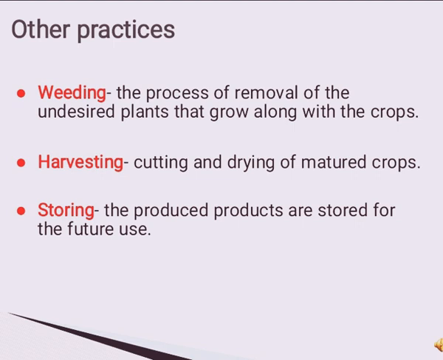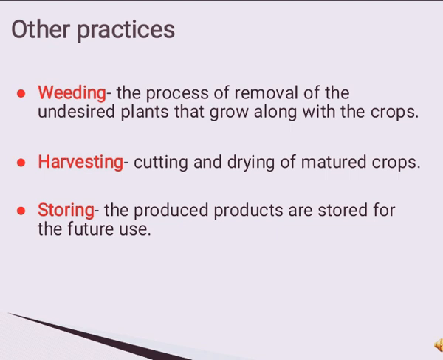Once the seed is sown, it grows into seedlings. The seedlings have to be transferred to the main field. This process is known as transplantation. Many other practices are also involved in crop production, like weeding. What is weeding? It is the process of removal of undesired plants that grow along with the crops. It is needed because the weeds may compete with the crops for nutrients.